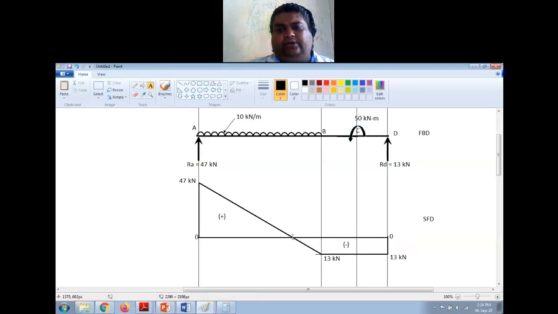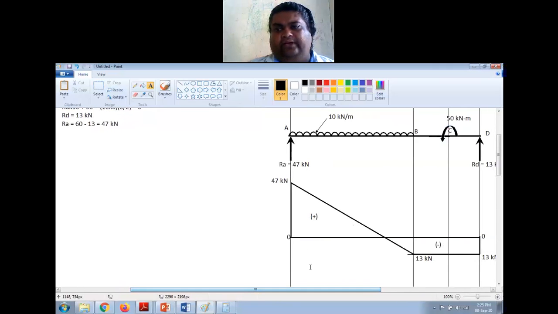So this is the section where my shear force is changing direction and shear force is equal to 0, right? So this point represents the maximum bending moment on the beam. So we will have to find this location, right? How to find this location? You have to use the similar triangle theory. This triangle is similar to this triangle. Now the length of this side is 47 kilonewton. The length of this side is 13 kilonewton. So 47 by 13 should be equal to this length divided by this length.